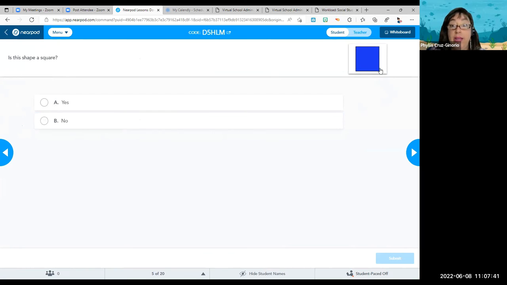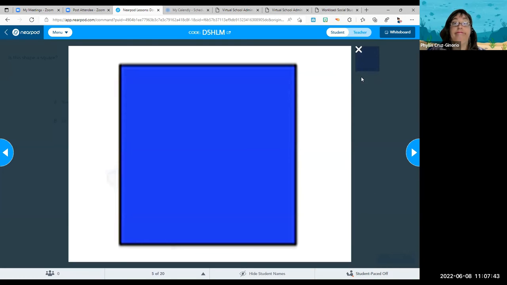Is this shape a square? Do you know if this is a square? Let's ask ourselves some questions. Does it have four straight sides? One, two, three, four. Yep. Does it have four vertices or corners? One, two, three, four. Yeah.